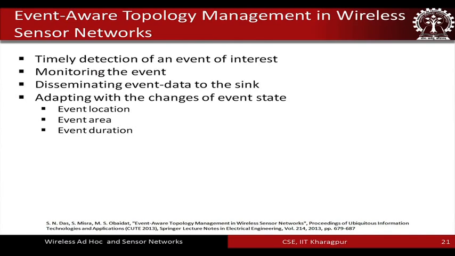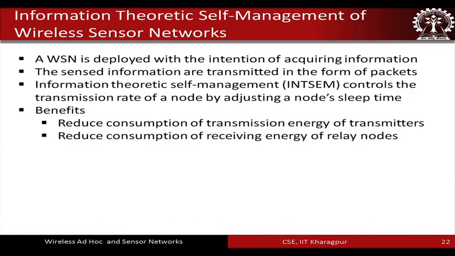A few other things are very important in the context of sensor networks. We will cover topology management in a later lecture, and in topology management there are different issues. In our group we have worked on event aware topology management. Depending on the location of an event, the area, the span of the event and the duration over which the event is occurring, topology management can become important. Topology management means that first the topology has to be discovered, and thereafter the topology has to be tracked and managed. This is important, so we will cover it later.